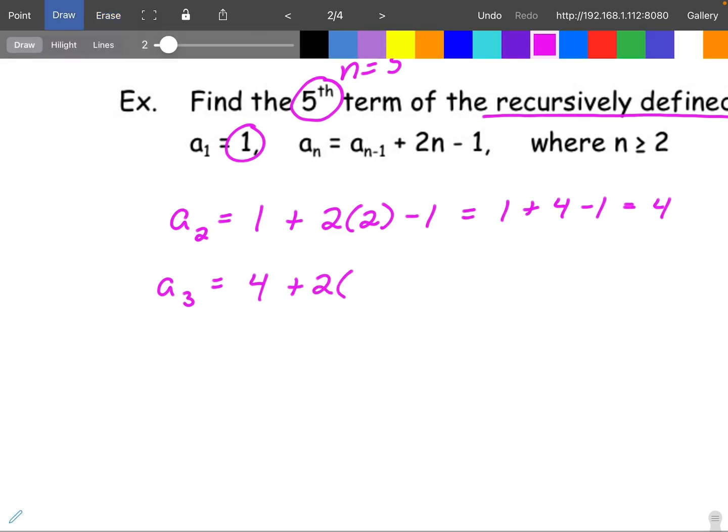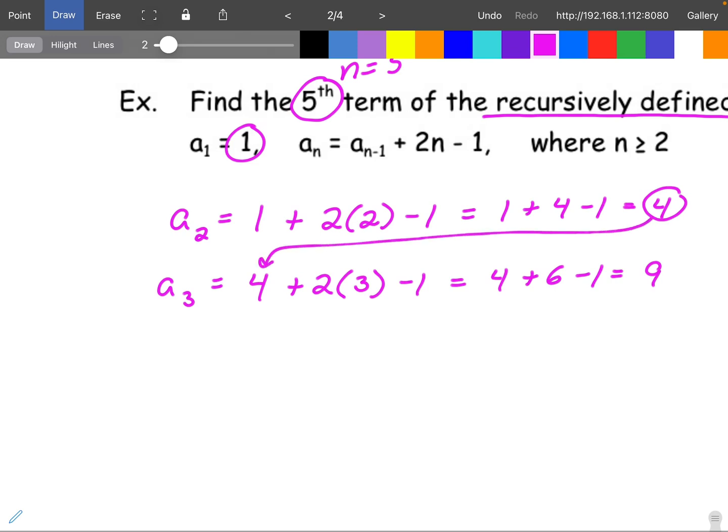Then we're going to add 2 times n. Well, for the third term, n is 3. And then minus 1. So then that is 4 plus 6 minus 1. And then that will give us 9. So the third term is 9. So notice in each term, we're using the answer from the previous one. So for a sub 3, we used the 4, and it went right there. So now for the next term, we're going to use the 9.